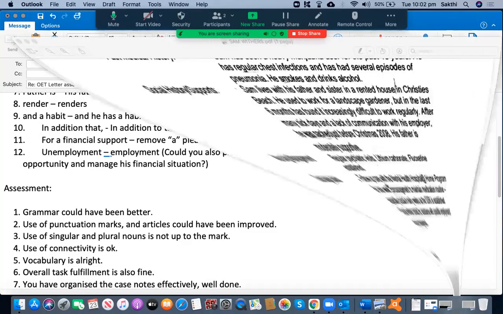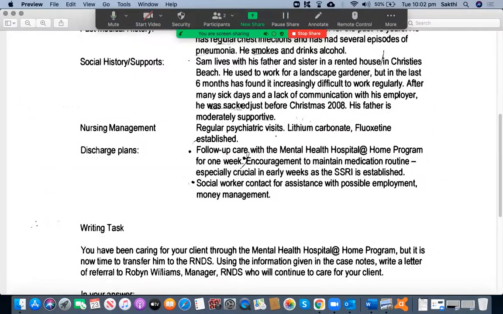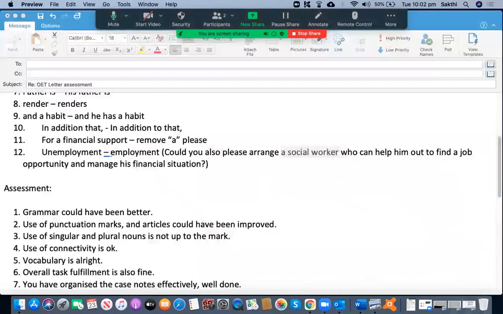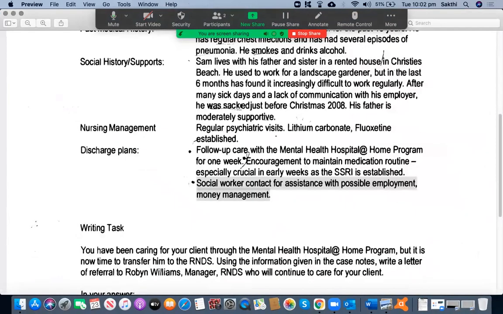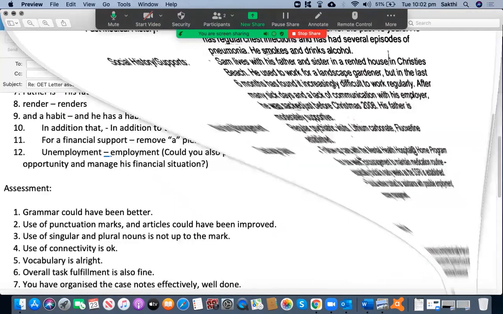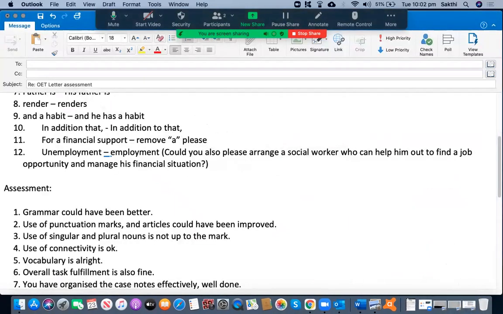Because instead of employment, we can use job opportunity, isn't it? See this one? "Social worker contact for assistance with the possible employment and money management." So what I have done is, could you please arrange a social worker who can help him out to find a job opportunity and manage his financial situations better. Money management, financial situation, manage, that's fine, good. That's how you need to do it. You cannot just simply use the same words. Wherever possible, you need to do this. It is really, really important because vocabulary is going to be one of the important assessment parameters, and as a result, you need to use it as much as you can, please.